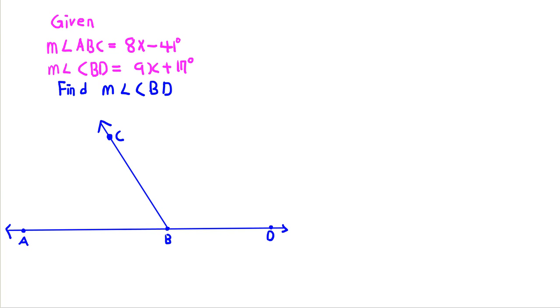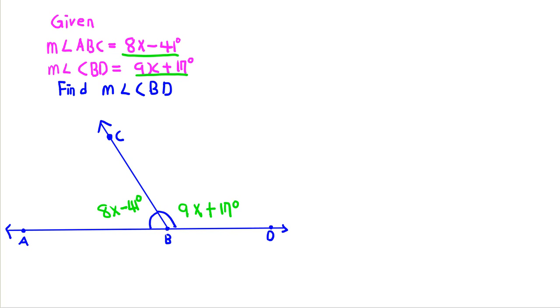In this video, I'm going to talk about the last example of solving for the equation for the angles. The question says that given two angles, the measure of angle ABC, this angle right over here, is equal to 8x minus 41 degrees. And the measure of angle CBD, this angle right over here, is equal to 9x plus 17 degrees.